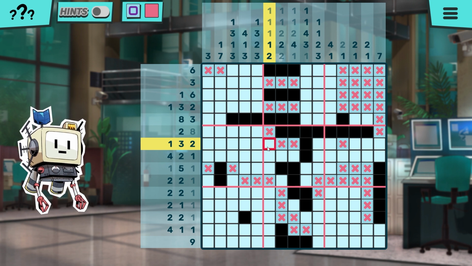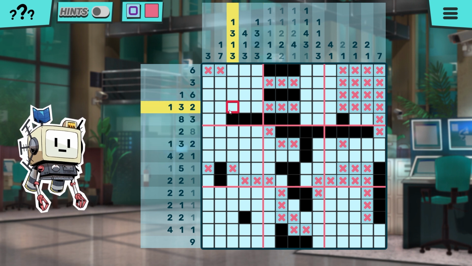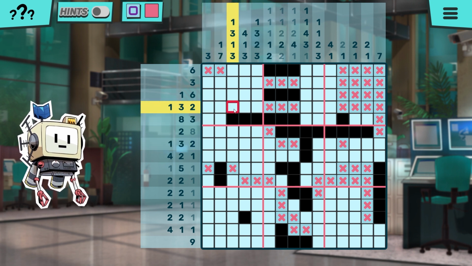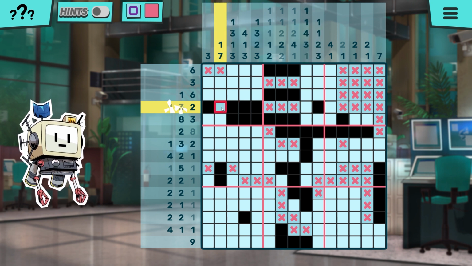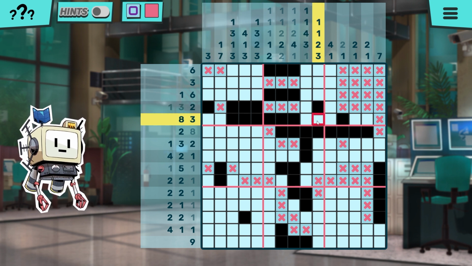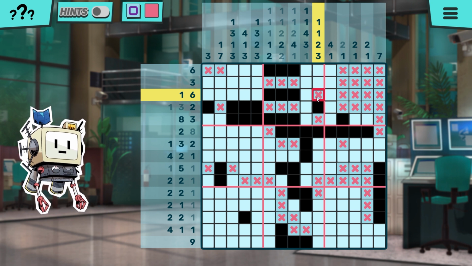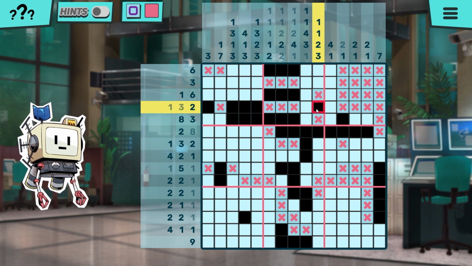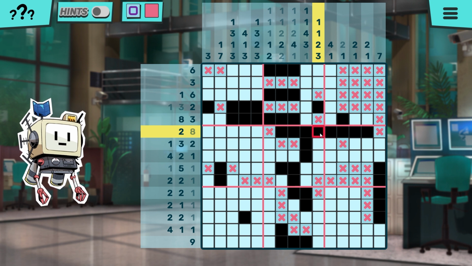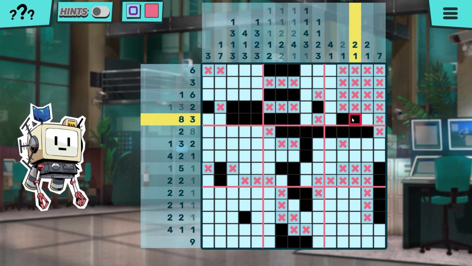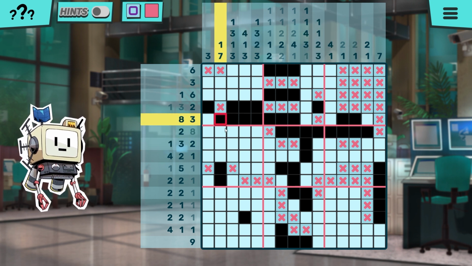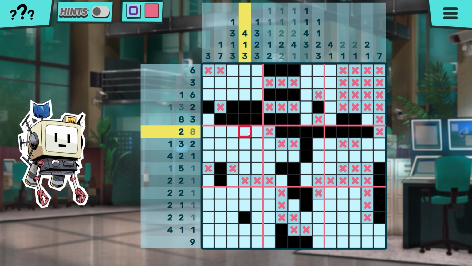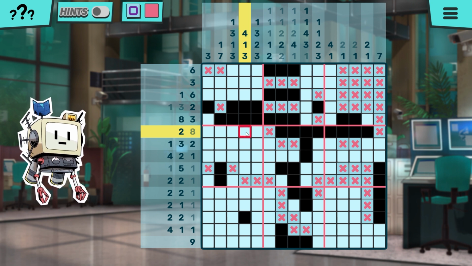Oh! Can I take this? See how this is 1, 3, 2? The 1 and the 3 have to fit, and the 2 has to be there. That's got to be the first or second one, but we don't know about that thing. Ooh, look at the 8 and the 3. The 3 can extend over to the right a little bit more. And the 8 can extend over here by 1.